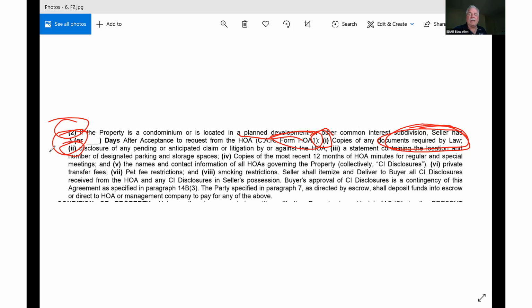Disclosure of any pending or anticipated claim or litigation by or against the homeowners association. So you know that when you get the condo cert, you know it's going to tell you whether or not there's any litigation. I mean, I sold a home in Cardiff Cove off of Manchester and I-5, townhome. I'll never forget it. And the it was a hawk just went by my window.